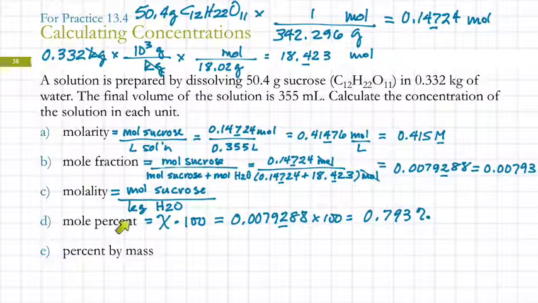But one thing that helps me remember that this is kilograms of water down here: a kilogram of water is 1,000 grams of water. Pure water is approximately 1 gram per milliliter. 1,000 milliliters is a liter. So this is comparable to a liter of water. So it's very close. So moles of sucrose, well, we've got that because we've been using that all over the place. 0.14724. And then we need kilograms of water. Oh, look, they gave that to us. 0.332 kilograms.